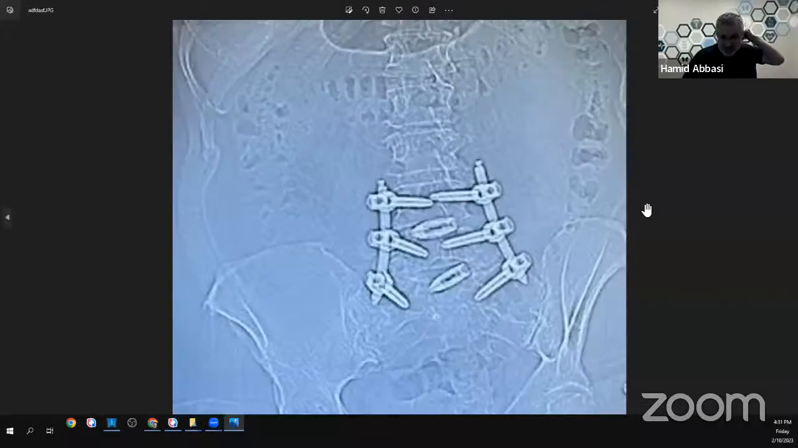So let me quickly stop sharing here, and then go to the next one. No, actually, let's stay with this. So now, Mike, what else do you see here in this X-ray or KUB? What do you see here?